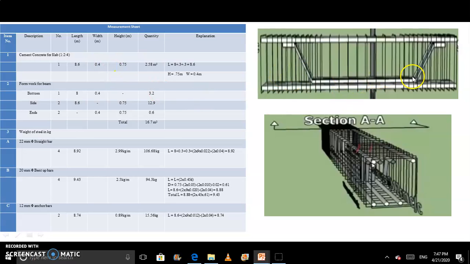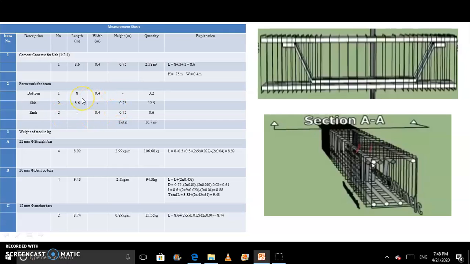Now in our beam we have to provide formwork also. For that, in our beam we have to provide formwork at bottom, at side, and at ends. We have three kinds of formwork: one at bottom, one at side, means both sides, and one at both ends. So at bottom we have only one bottom, we have two sides and two ends. That's why here we write one bottom, two sides and two ends.